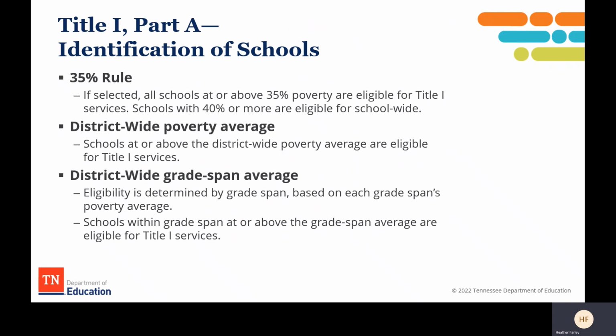When it comes to your identification of schools, you have the 35% rule, which means those schools that are at or above 35% are eligible for Title I. However, do note, if you have a school that drops below 40%, you will either need to grandfather them in for the first year or apply for a school waiver in order for a school to be considered Title I for 2 more years. And LEAs have the option of choosing if they want to identify their schools based on district-wide poverty average or grade span average.